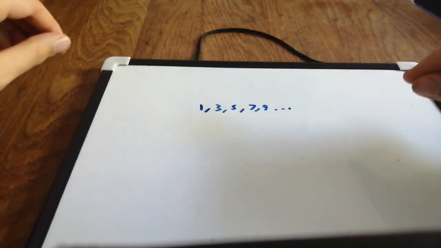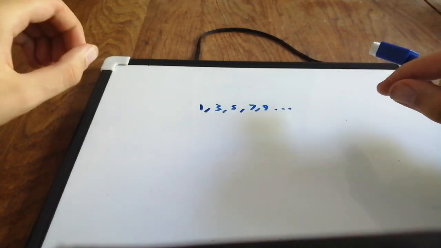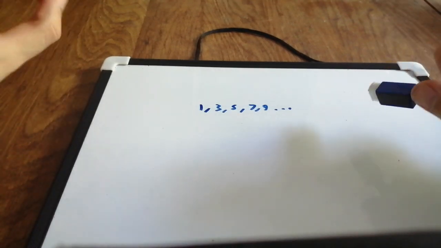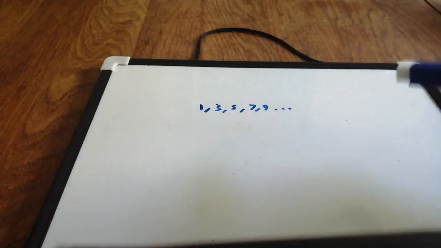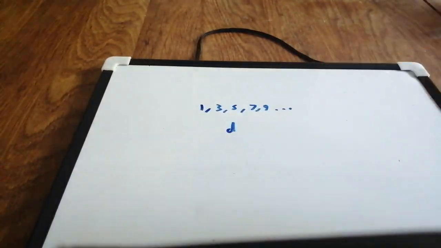Now, there are two parts of an arithmetic sequence that you're going to need to identify, and that's called the common difference, which is the amount we're adding each time. So in this case, it's 2, and we typically represent that by writing d. So in this case, it's going to be d is equal to 2, because that's our common difference.